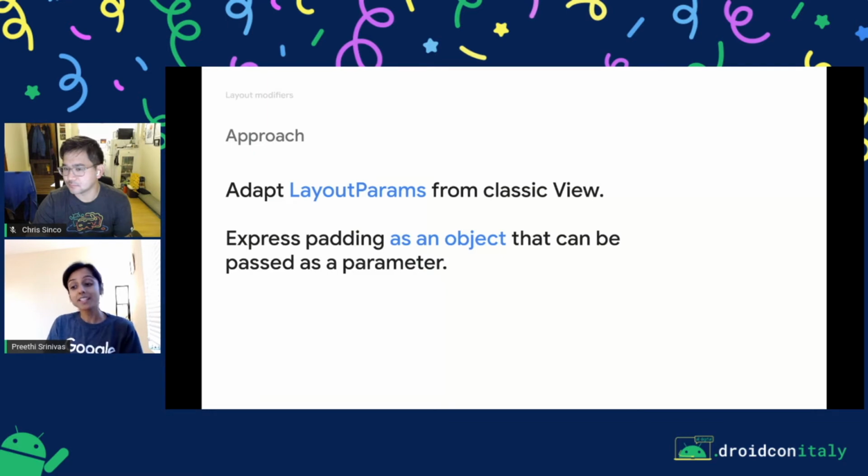Now, a key takeaway for our team from this research was that we had to rethink how Compose can help developers intuitively manipulate layout-related parameters. All of this sort of while ensuring that they wrote less code. Our fantastic engineering team landed on the concept of modifiers. Now, modifiers adapted this concept of layout params from the classic view system. And by that, what it did was it basically allowed for expressing padding as an object of its own, which can be passed as a parameter.